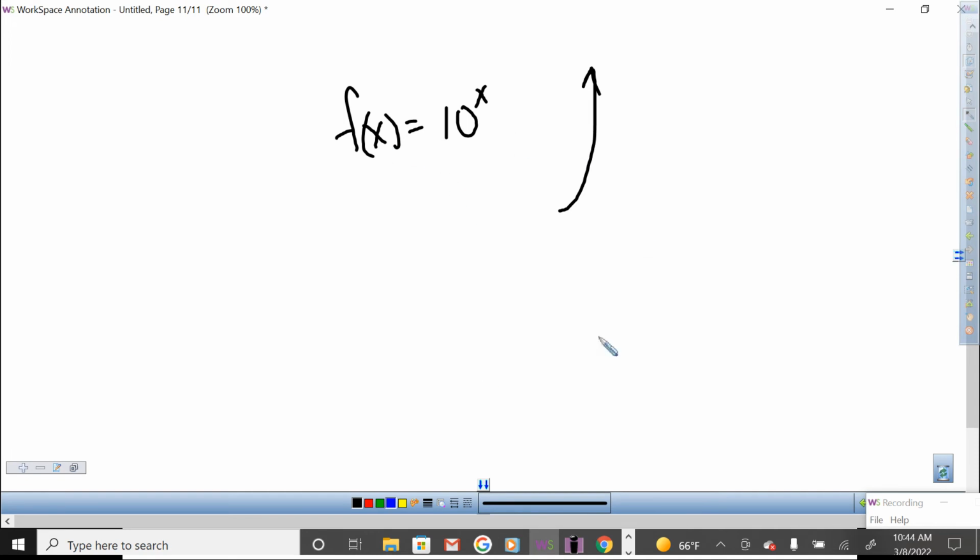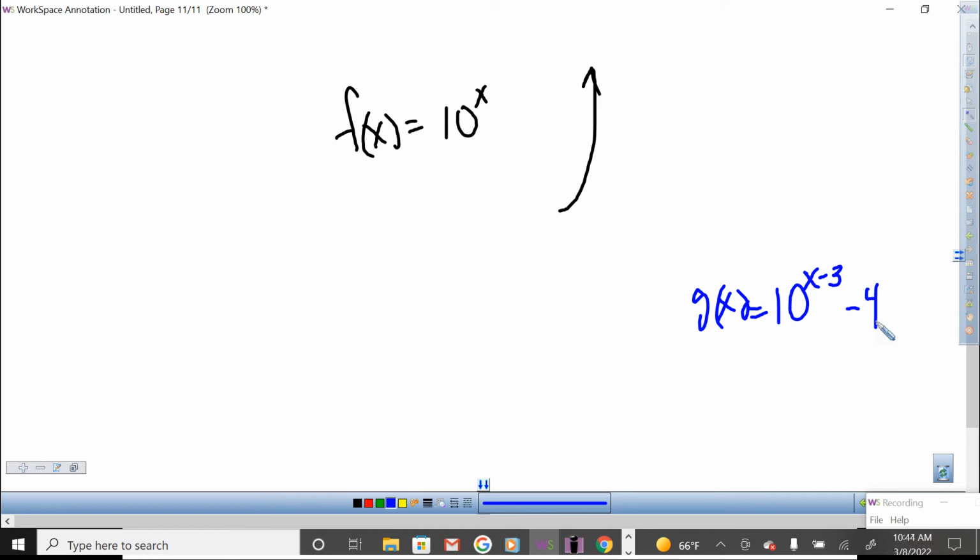Can we rewrite this one so that you can move it 3 to the right and 4 down? Tell your neighbor what that equation would look like if we move it 3 to the right and 4 down. All right, 3 to the right, 4 down. Justin, go. 10 to the what? 10 to the x minus 3. And then? Minus 4. Hands if you got that.